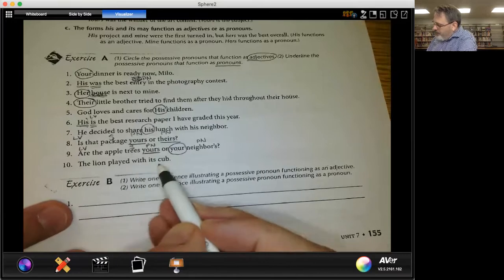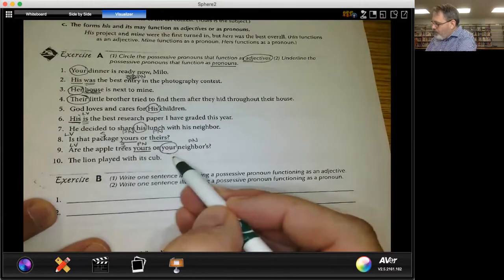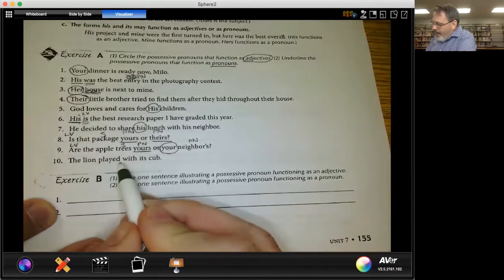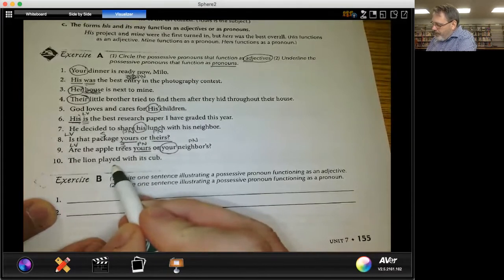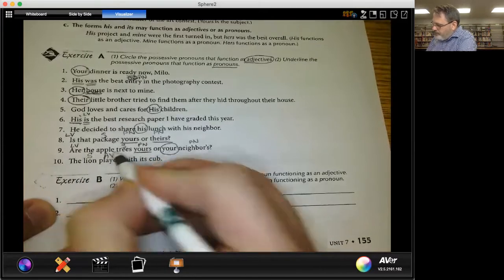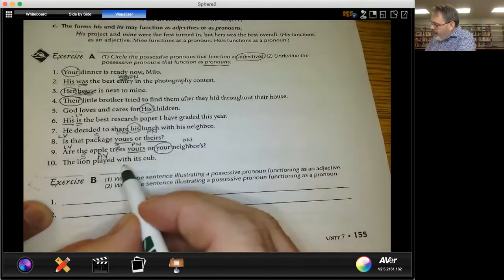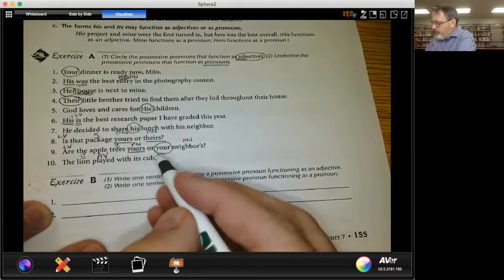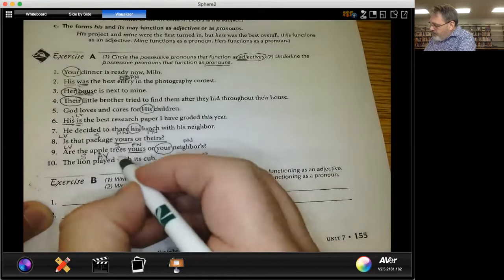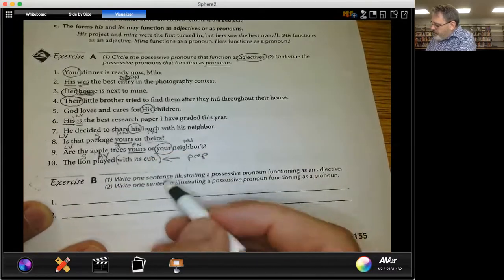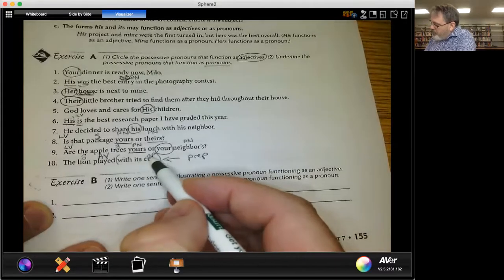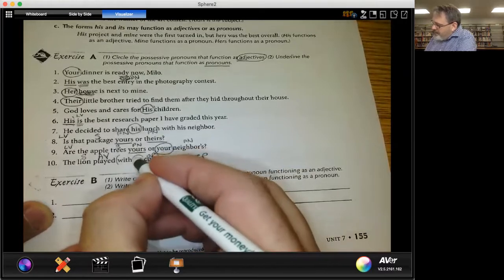The lion played with its cub. Now, its can be either or, so we've got to figure out which one it is. What noun did the lion play with? Well, the lion is the subject. This is an action verb, played. But then you've got with its cub. Well, with its cub is a prepositional phrase, isn't it? With is the preposition. Cub is the OP, the object of the preposition. Its is describing whose cub, so that means it is an adjective.